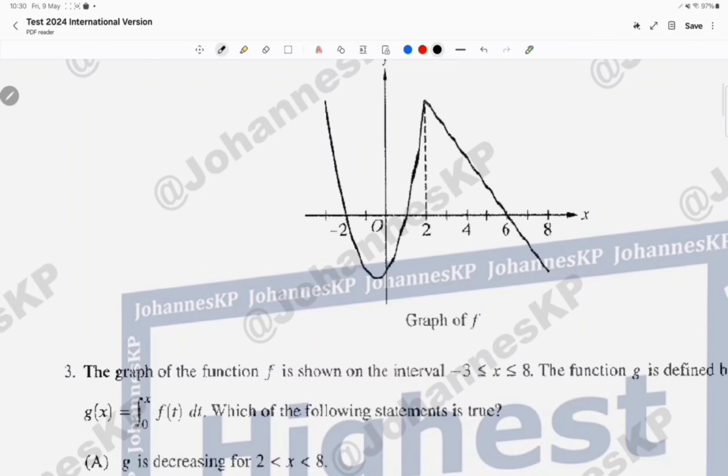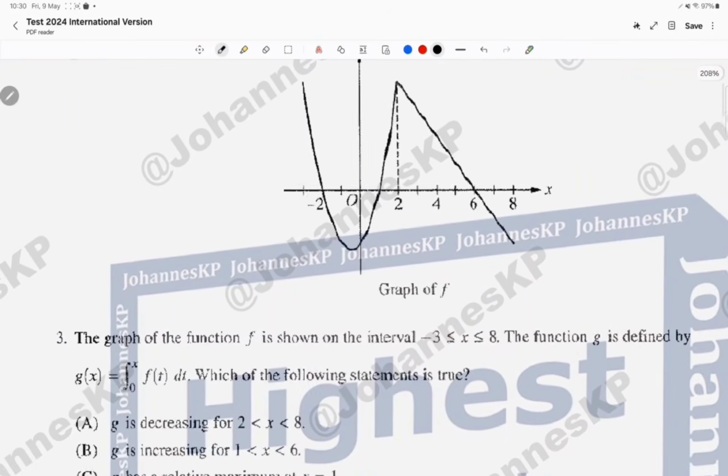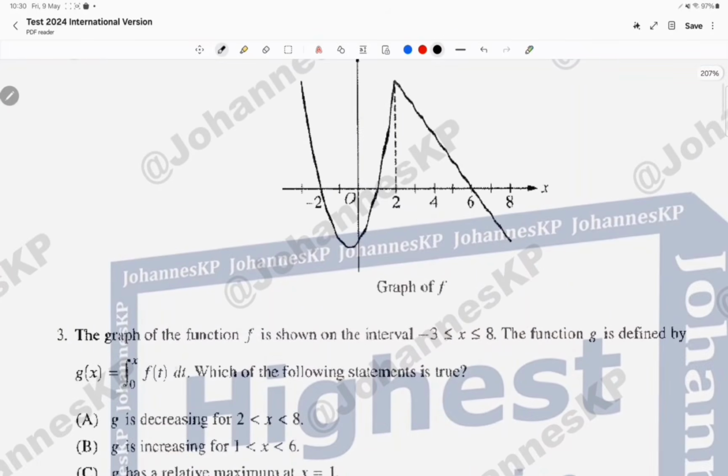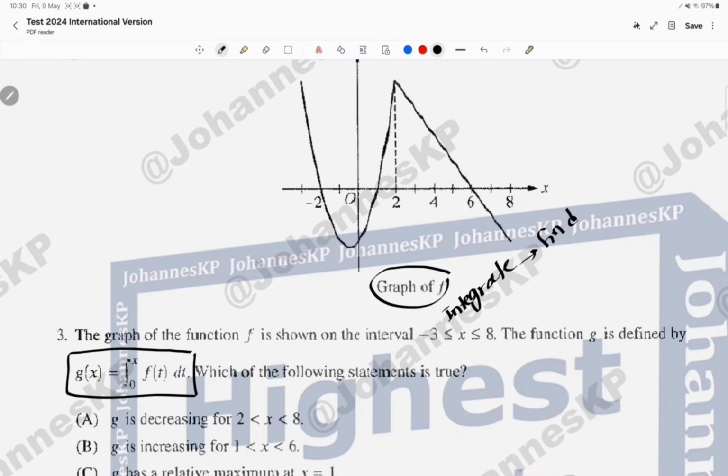Question 3. The graph of the function f is shown in the interval. The function is defined by this equation. So right now, if you were to integrate the graph, which means find the area of the graph, you would get g of x.